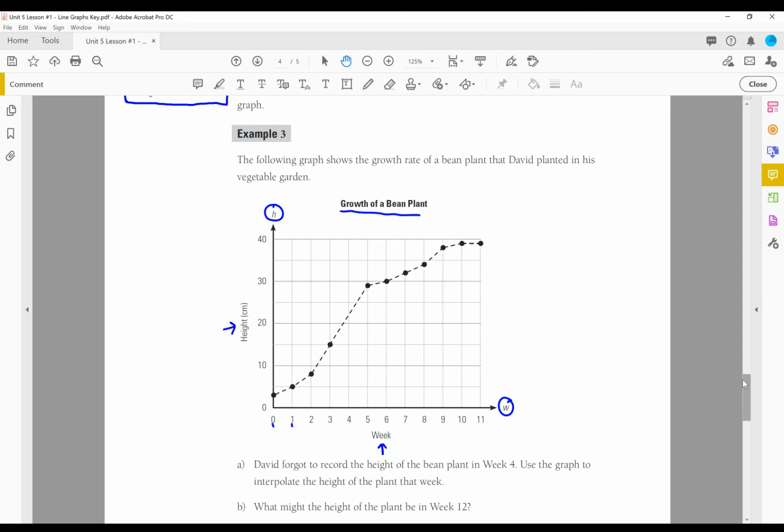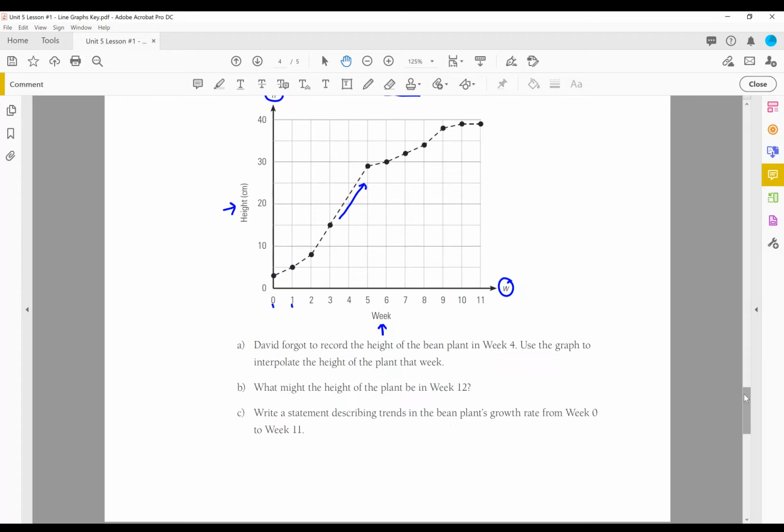And you can see that the bean plant grew at a certain rate each time. And that rate varies from week one, from 0 to 1. The bean plant had a relatively short growth time, but from week 3 to week 5, the bean plant went straight up. It shot straight up and grew a lot of centimeters. It looks like approximately 15 centimeters there.